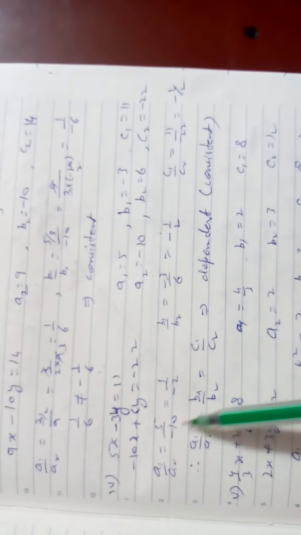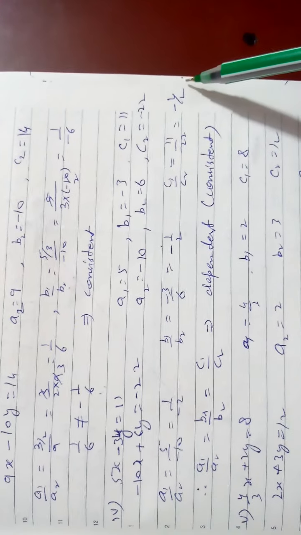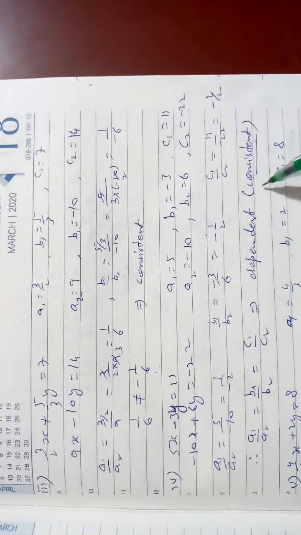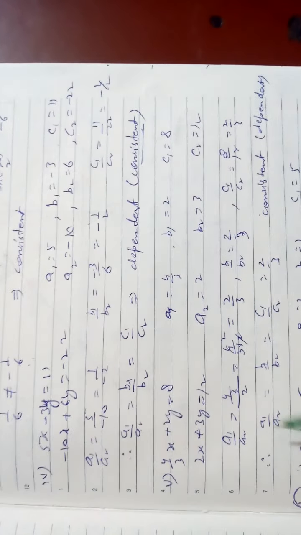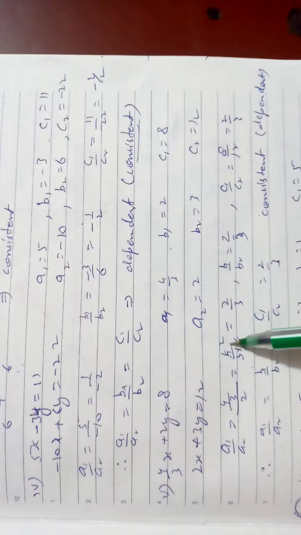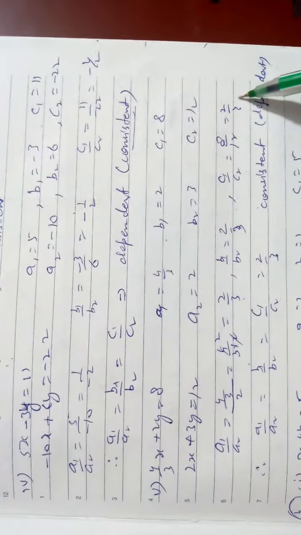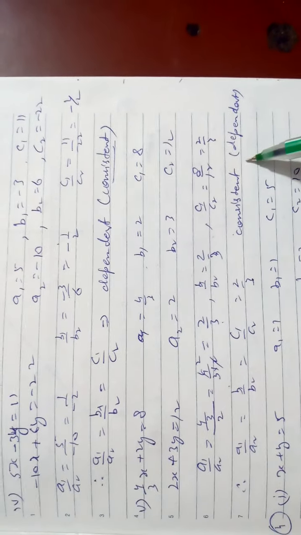Fourth part, again you are seeing fractions, but all the ratios are 1 upon 2, minus 1 by 2. So it is dependent, that is called consistent. Dependent, with infinitely many solutions, is also called consistent. Fifth part, fraction is again coming, 4 by 3 upon 6, so you are getting 2 by 3, 2 by 3, 2 by 3. All are 2 by 3. So all the ratios are equal, it is consistent, that is dependent, both are the same.